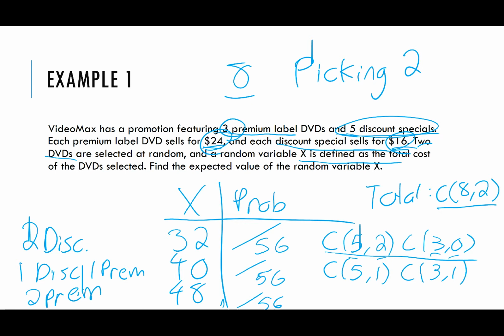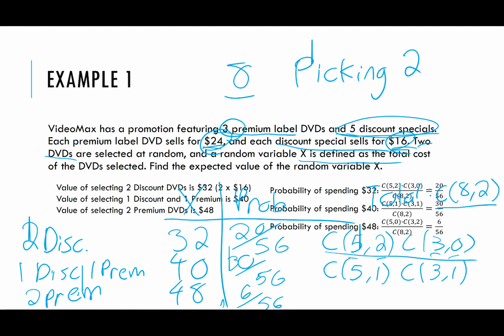This first one, choosing 2 discount DVDs out of 5, that was 20, not 10. That was my bad. That's 20 out of 56. This one would be 30 out of 56, and then this last one would be 6 out of 56. All right, so those are the probabilities. Anyway, the calculator gets those numbers.